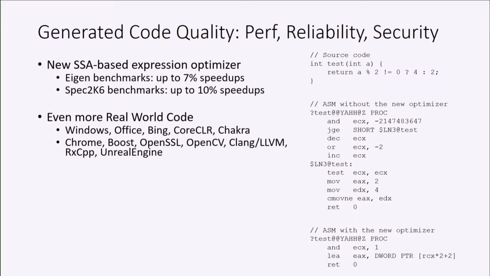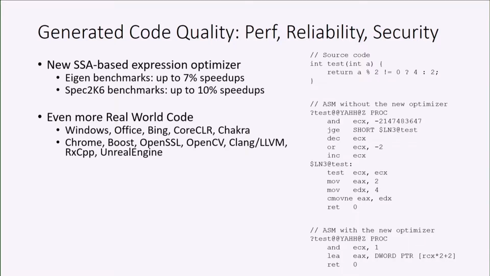You can see that on some of the industry benchmarks like Eigen and SPEC2K6, we see speedups there. And to the right of that picture, you can see the assembly code. You can see the kind of code our optimizer was generating before we made this switch, and you can now see the kind of assembly code we're generating after the switch we made to SSA. So that's just an example of the work we've done there.